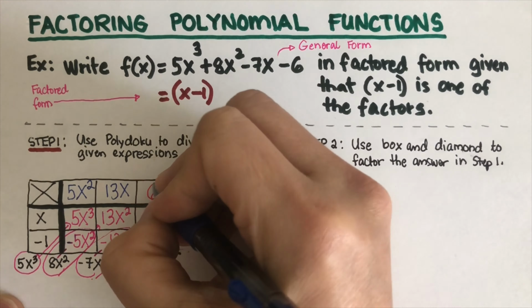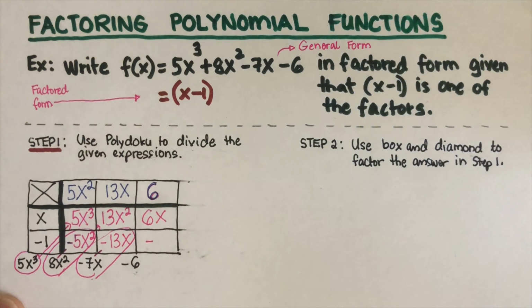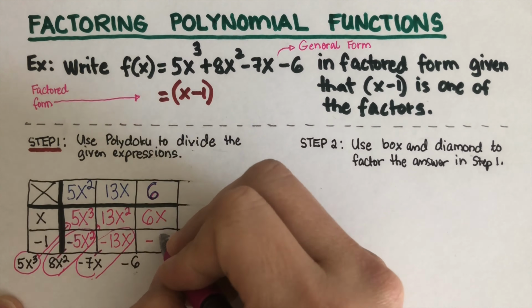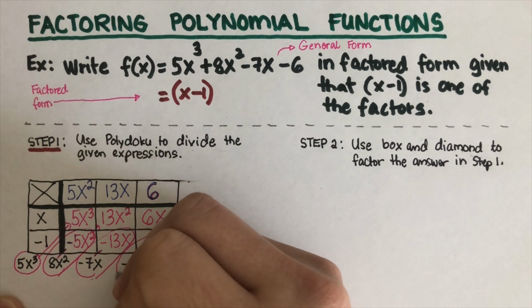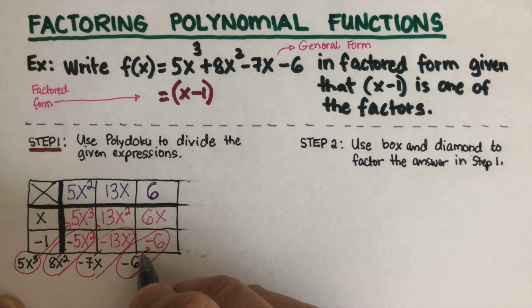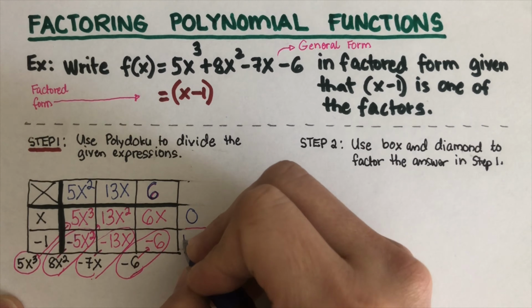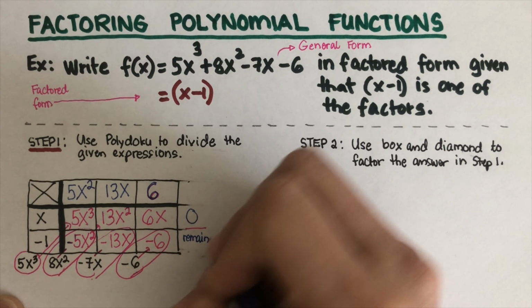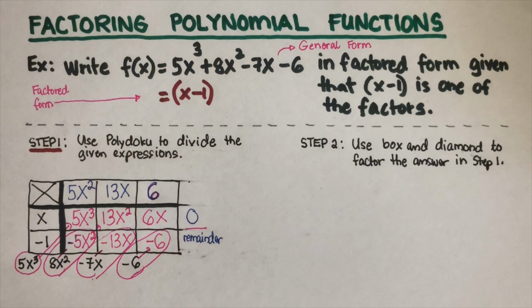I'm going to use a blue color for this. So this is 6. And then this is a negative 6. And so we subtract these two. And so negative 6 minus negative 6 is 0. So if we have a remainder of 0, we know that it is a factor.